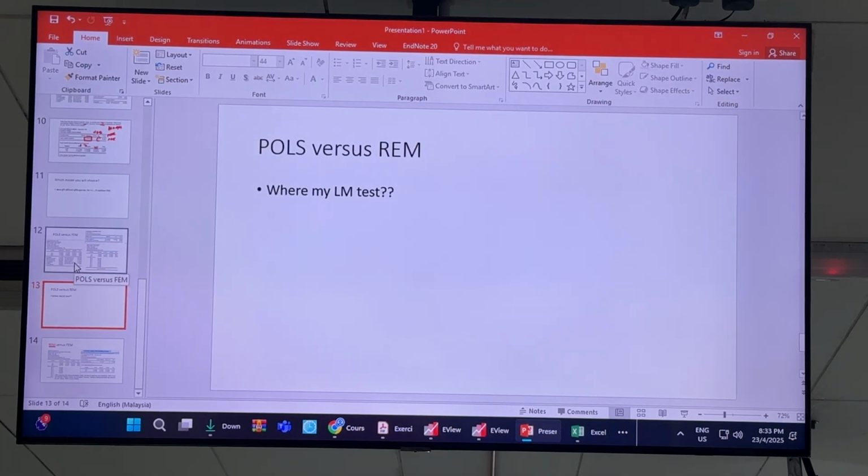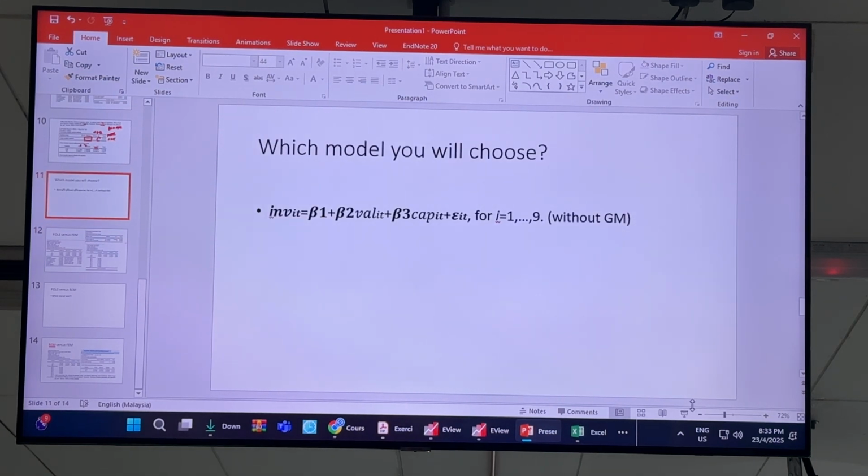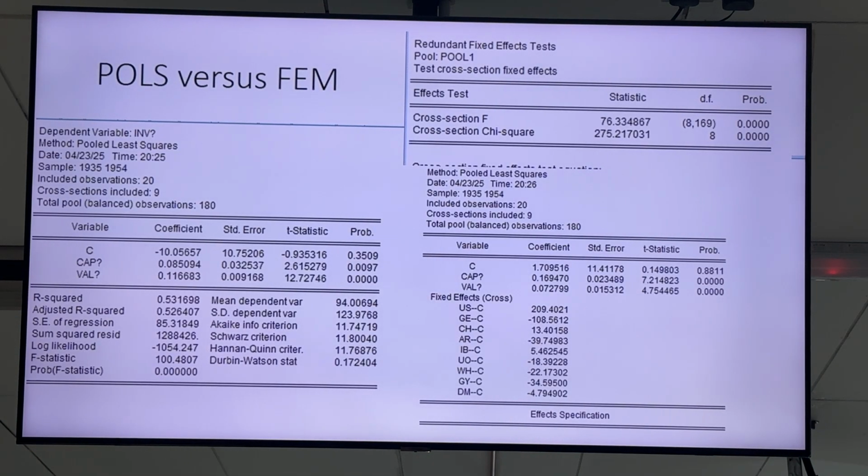So have you done? Which model do you prefer? Not yet. Anyhow, so which model will you choose? Same model but different entity. I want to see the sensitivity of my result, for example, whether I exclude my GM and I still choose the random effect model.